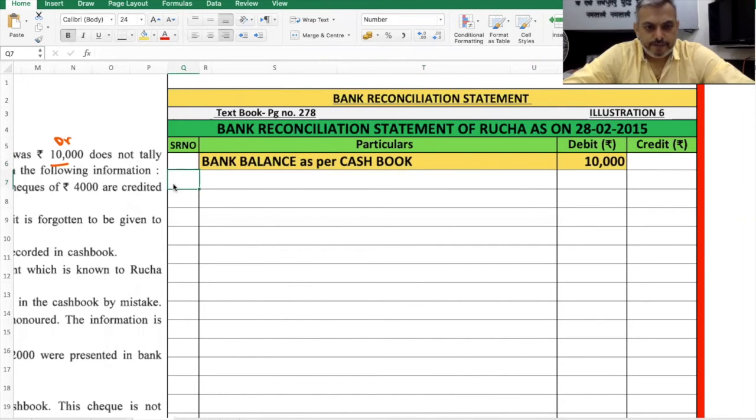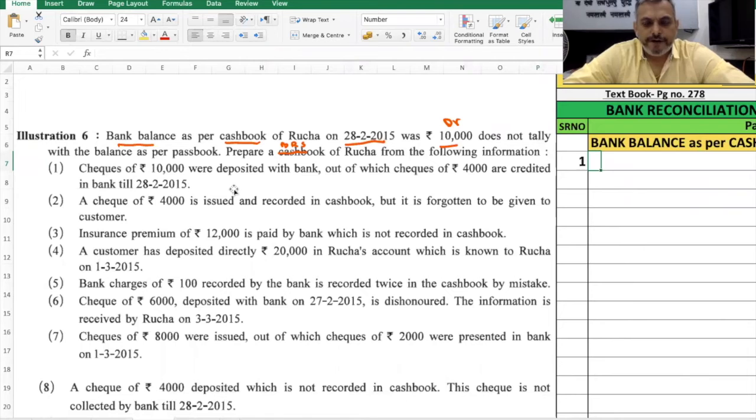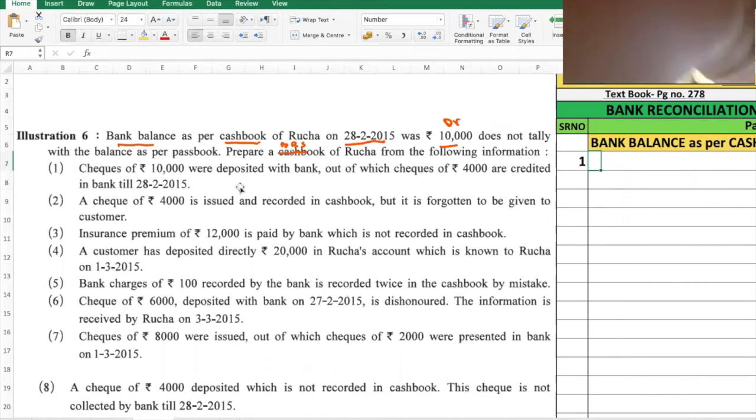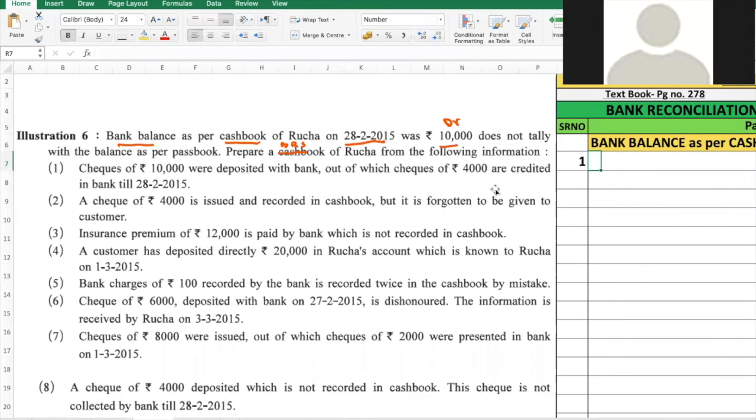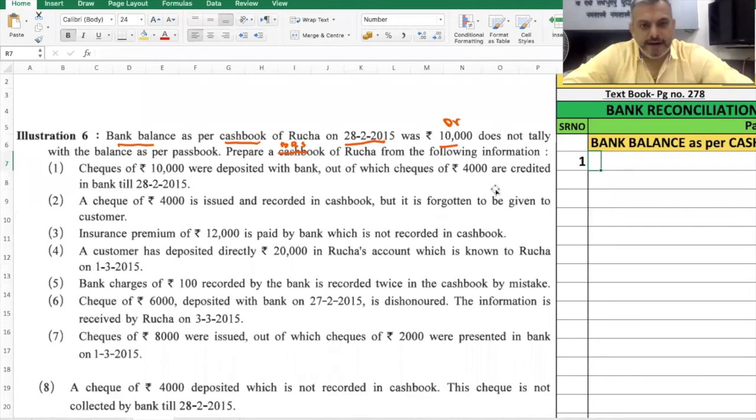Now, first, checks of 10,000 were deposited with bank, out of which checks of 4,000 are credited in the bank till 28th of February. So in the month of February, 10,000 of checks you have deposited, but only 4,000 were credited. So what amount and what side? 6,000 on the credit side?